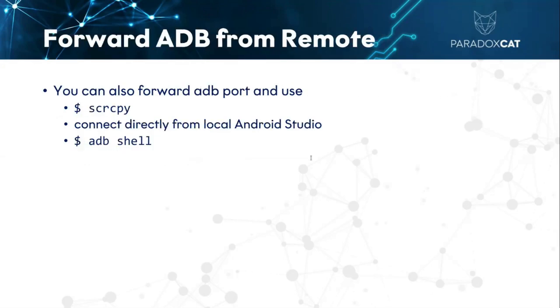Another tip, quite a useful one: you can forward your ADB from remote. So if on a remote server you start an emulator, you can forward its ADB port, and then you can connect to the emulator via scrcpy. It works really well, much better than X11 forwarding or something like that. Or you can connect directly from your local Android Studio and just push apps there.